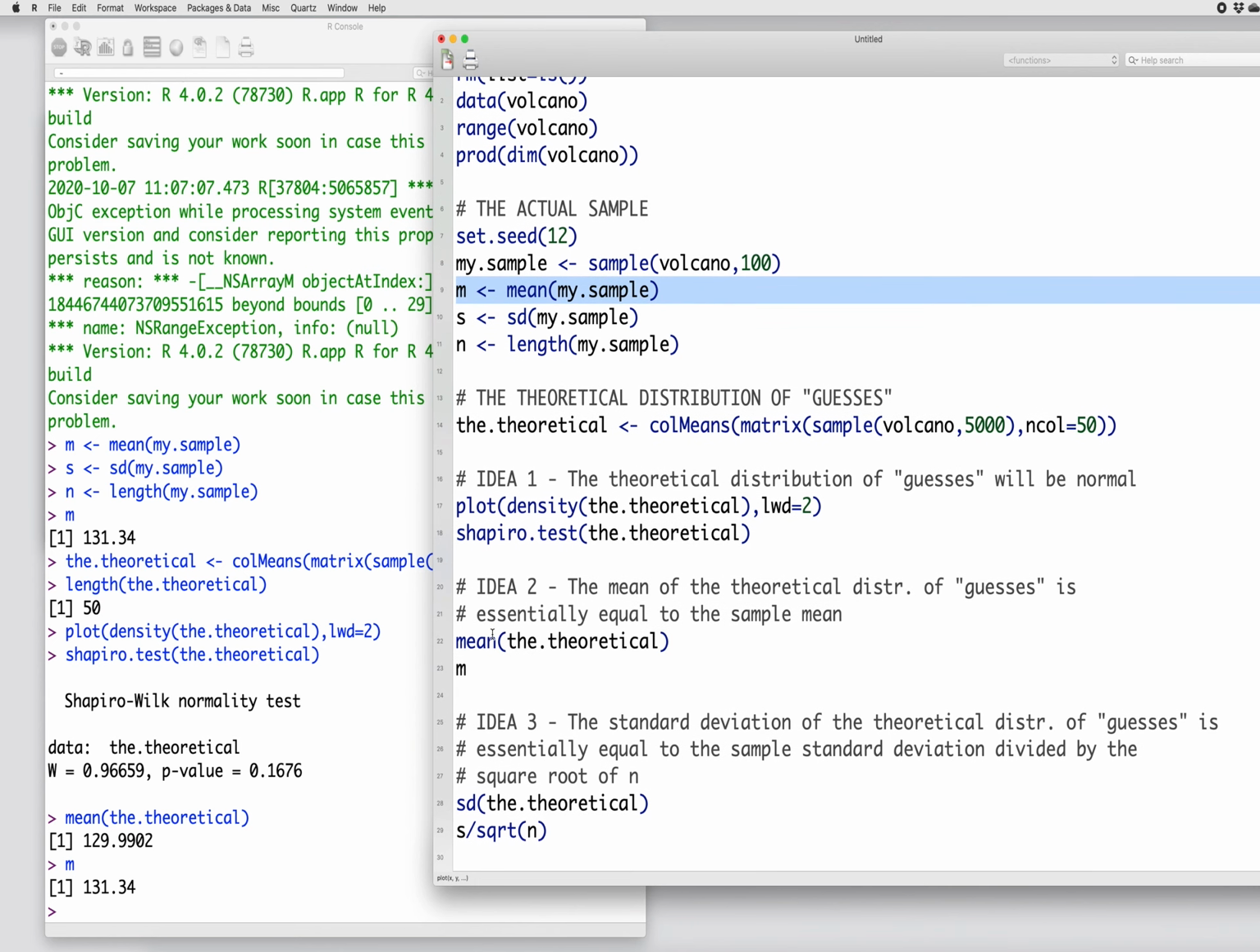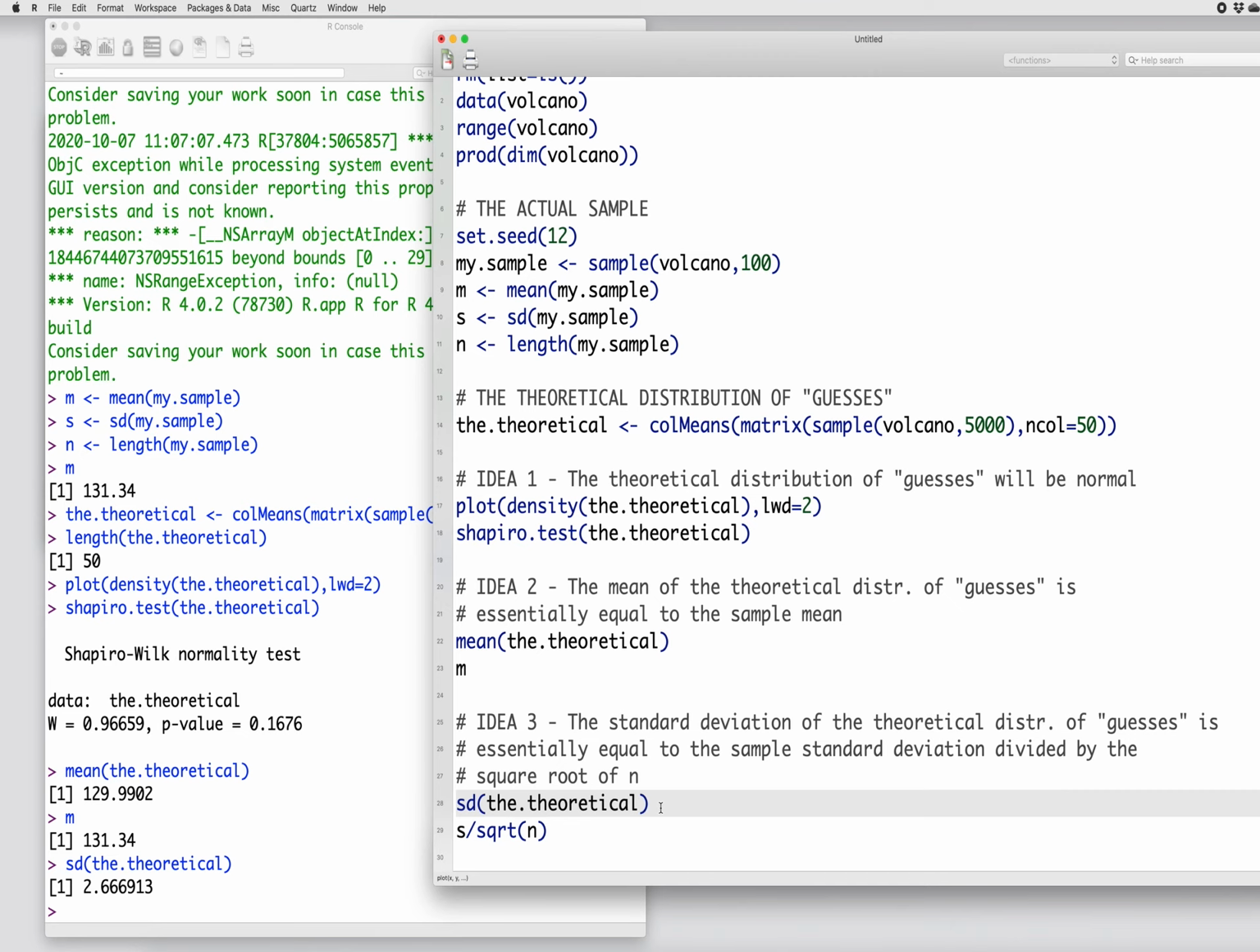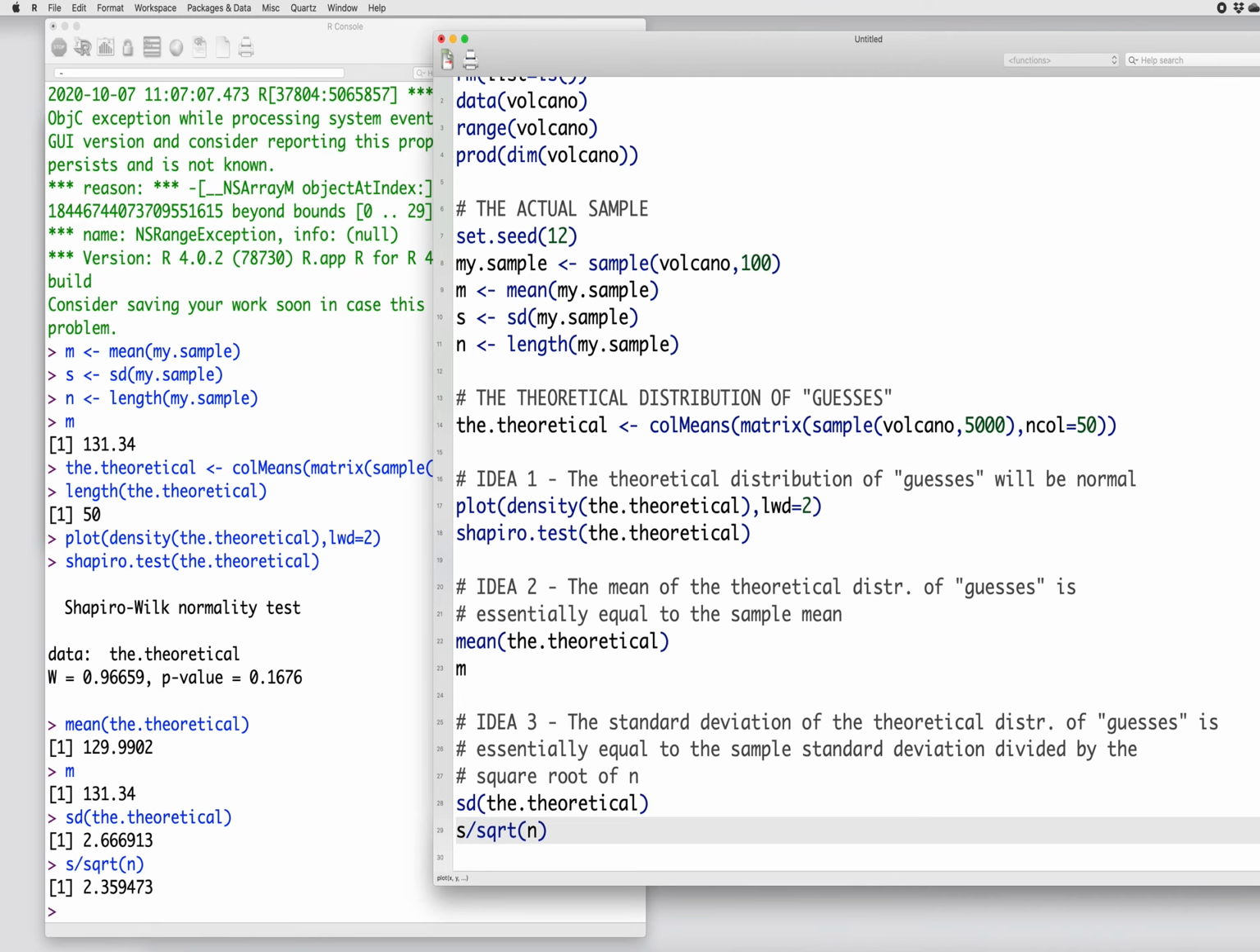Idea 3 is that the standard deviation of the theoretical distribution of guesses is going to be essentially equal to the sample standard deviation divided by the square root of the sample size. So here is the standard deviation of our theoretical distribution, 2.667, and the standard deviation of our sample divided by the square root of n gives us 2.359. So they're very, very close to each other. So this means that we can calculate the confidence interval of our guesses. Let me show you how we would do that.